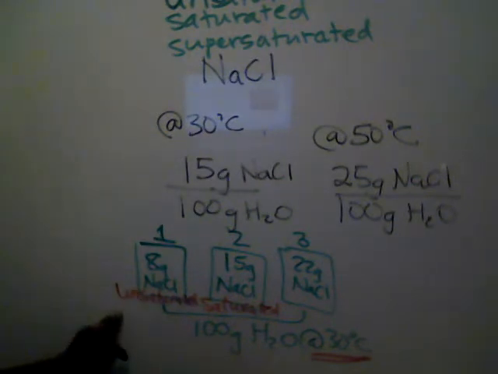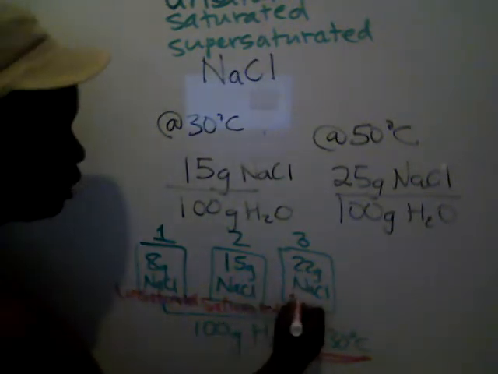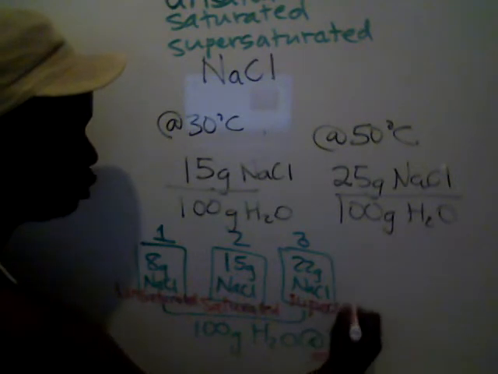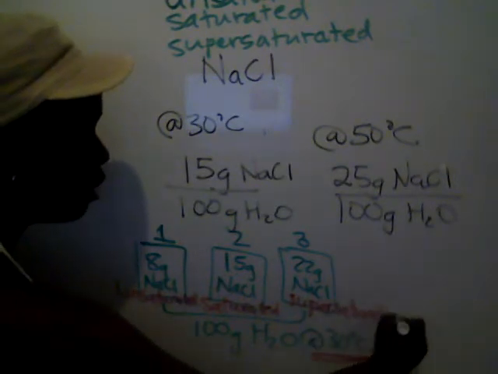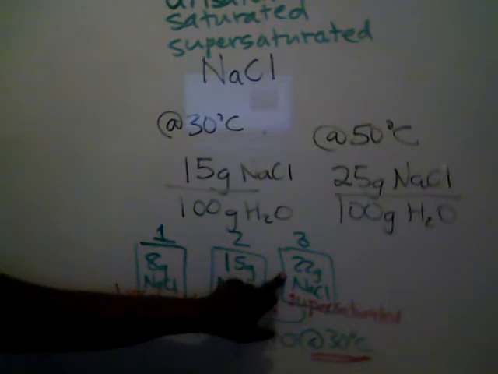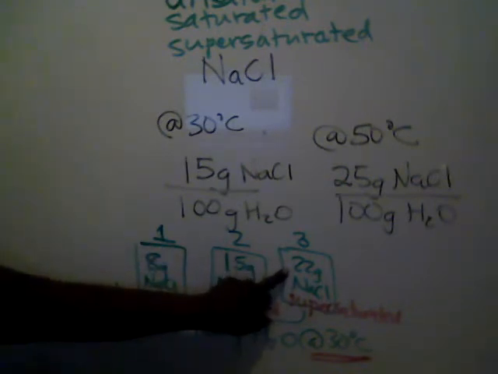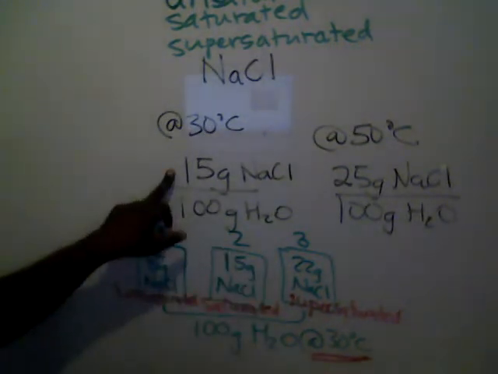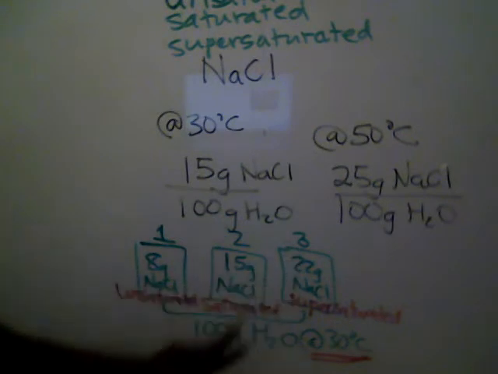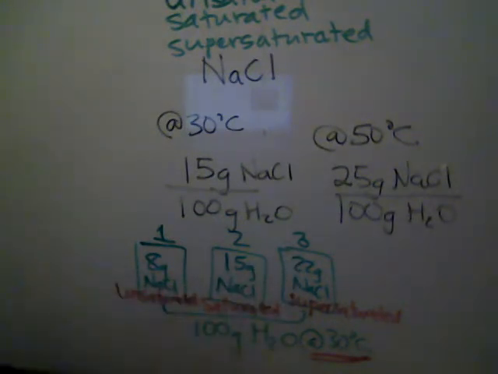This is unsaturated. This guy here would be supersaturated. We added way more than what we were supposed to. Now, this does not mean that with a supersaturated solution, the 22 grams is not going to all dissolve. Out of the 22 grams that you added, only 15 of it would actually dissolve. You'd have 7 grams of NaCl left, probably as a clump at the bottom.